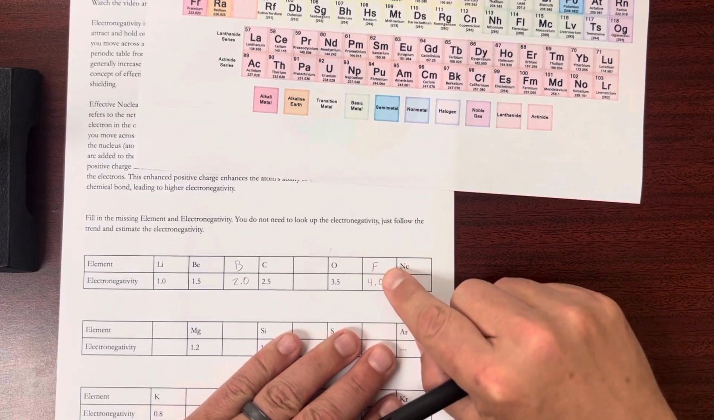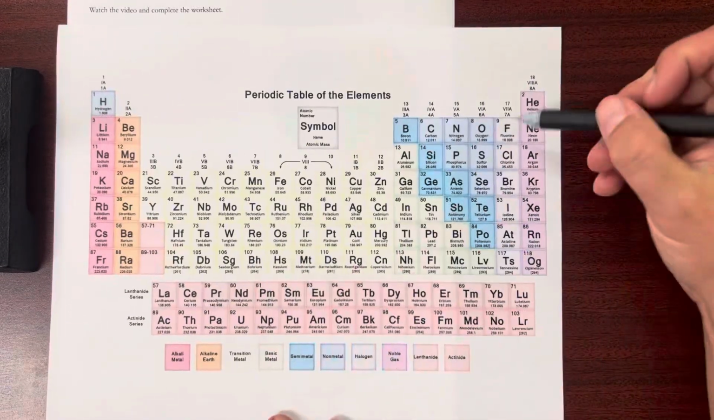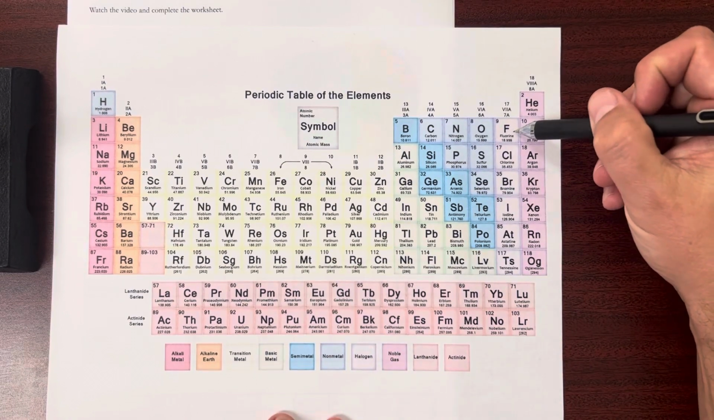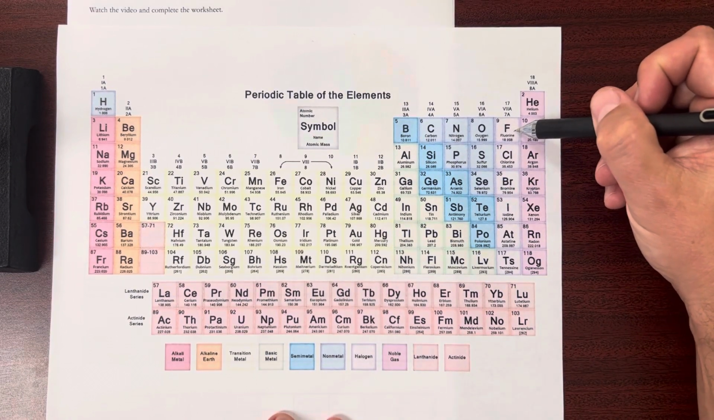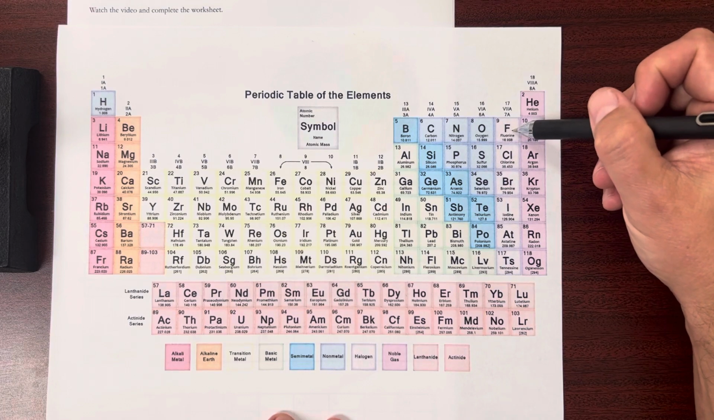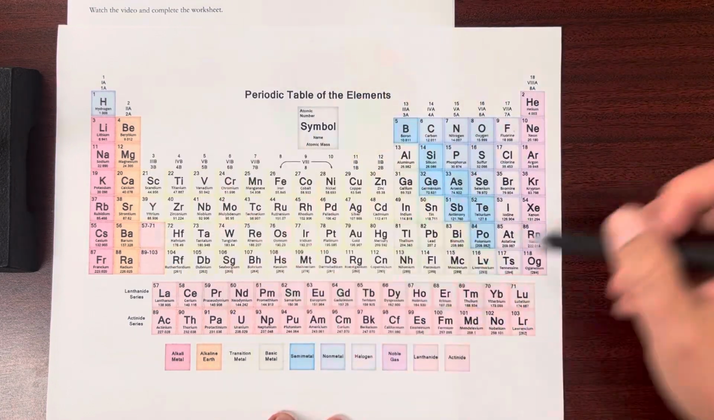And I can tell you that fluorine on the periodic table here has the highest electronegativity number. Fluorine pulls more strongly at electrons than any other atom.